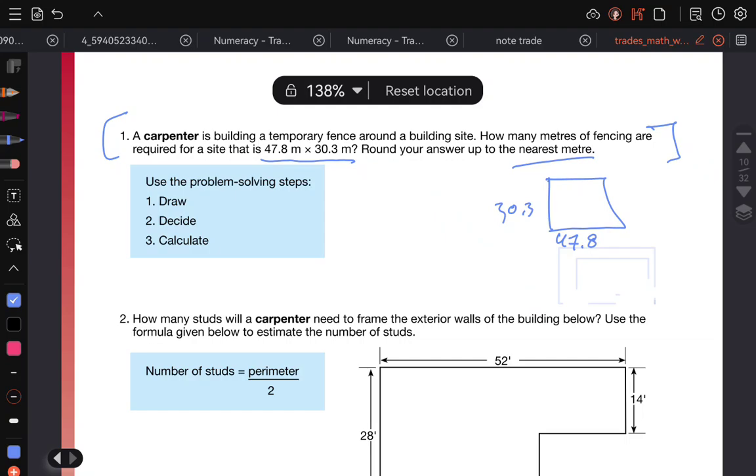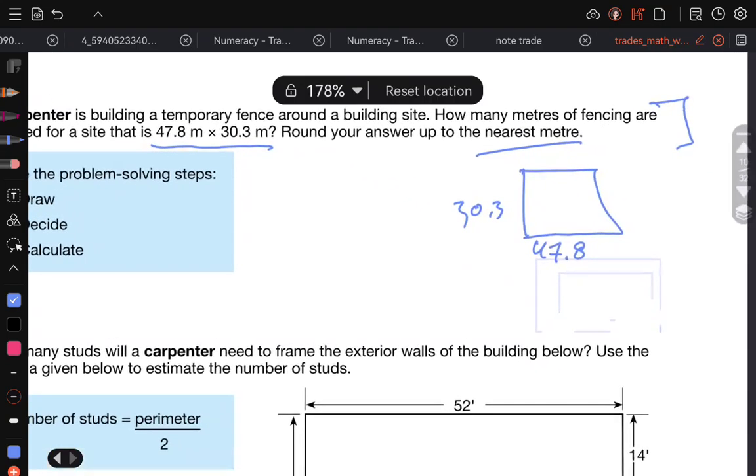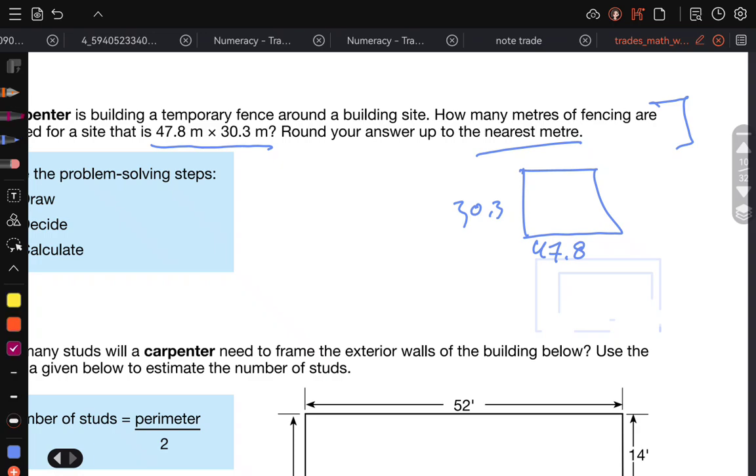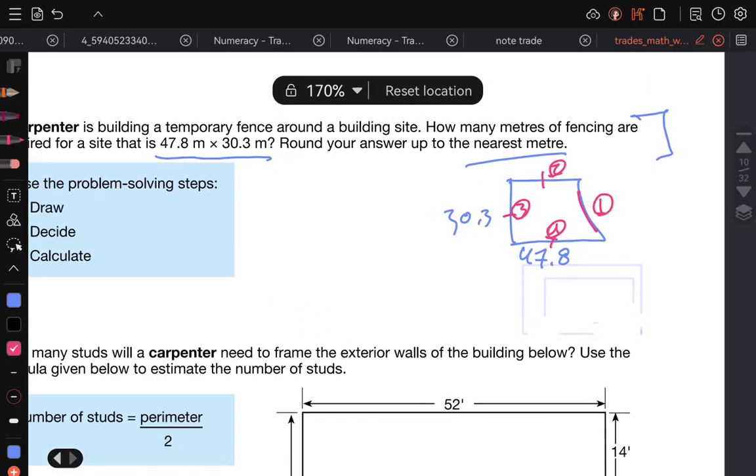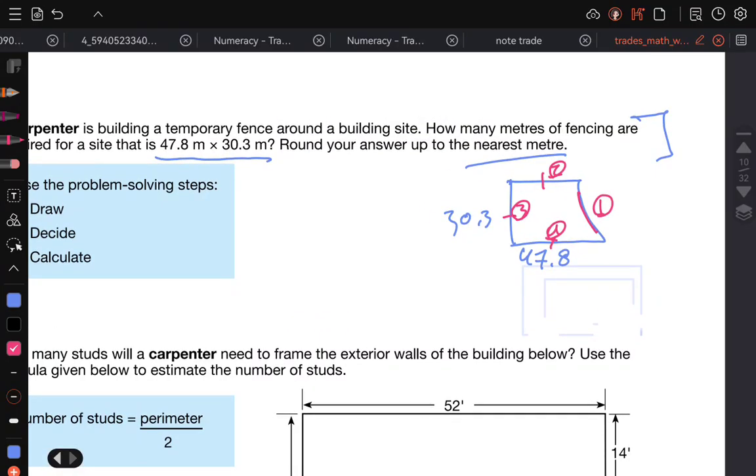But the thing is, we do have 4 sides. Let's use this one. We do have this fence, 1. This is the other one, 2. The other one is 3. The other one is 4, right? So how can we add it together?